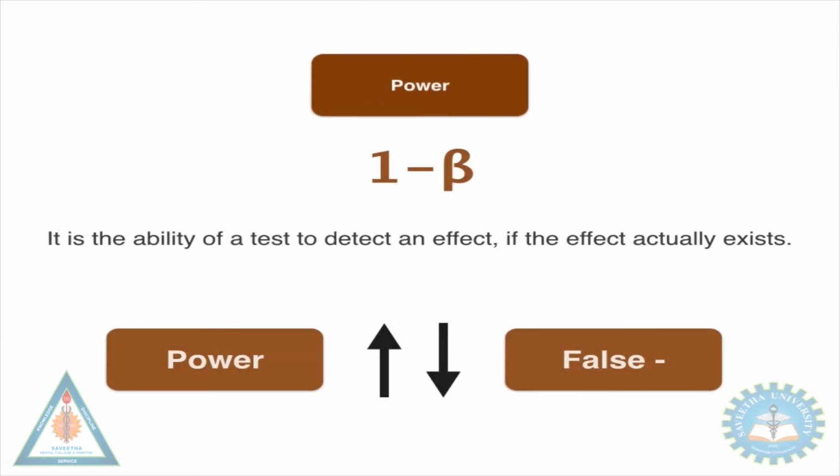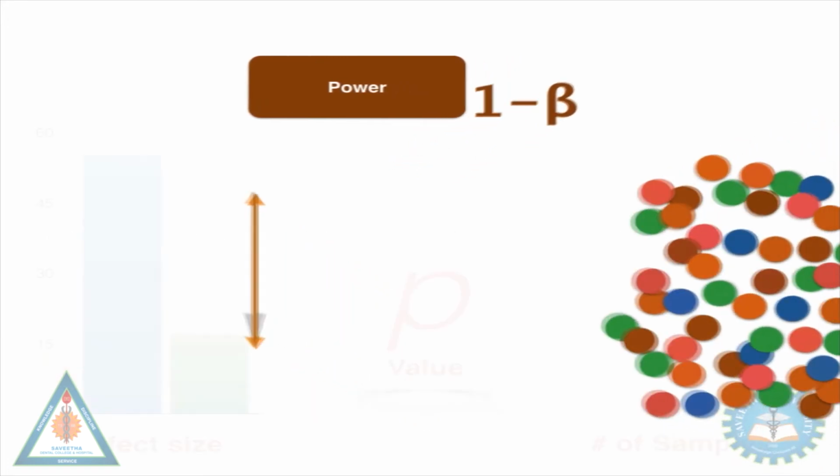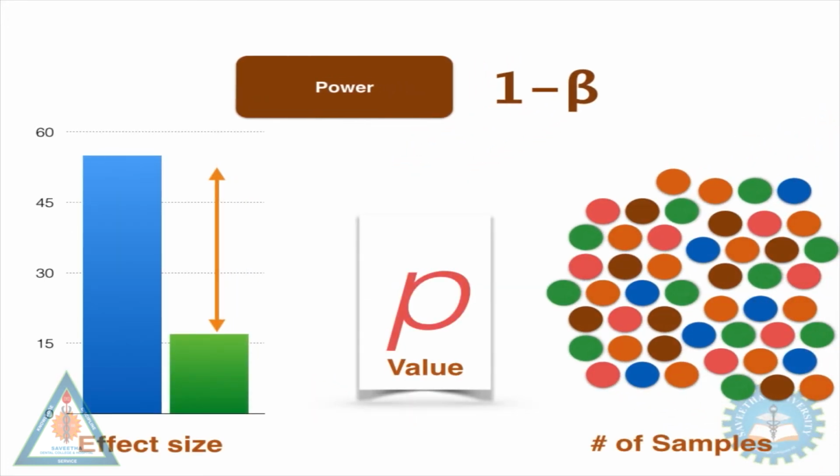So finally we arrive at the power. Power is nothing but 1 minus beta, or the ability of the test to detect an effect if the effect actually exists. The power of the study is inversely related to the false negatives. So as the power increases, the false negatives will come down. The power of the study depends on three factors, namely the effect size, the difference between the two groups, the p-value, and the number of samples in the group.